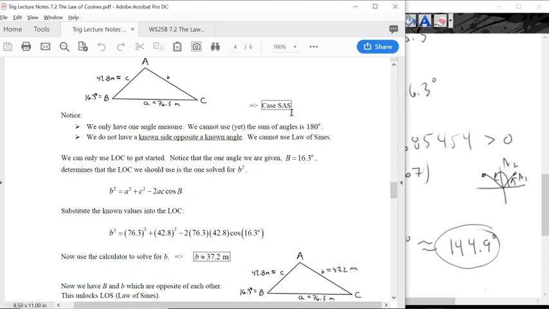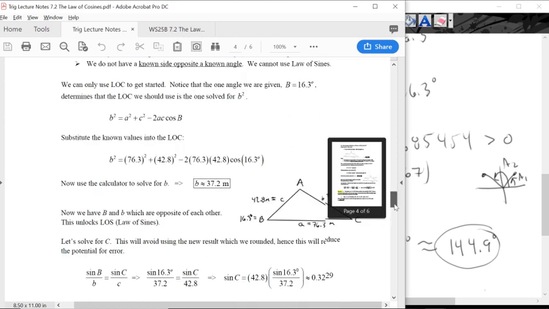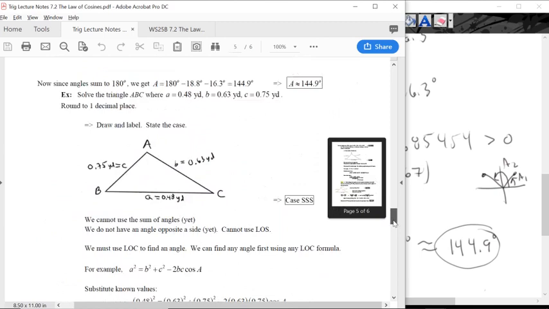Every other side angle side case you do will be similar in construction to what we did here. You'll do the law of cosines, then you can do the law of sines, and then you can use the fact that the sum of the angles is 180 degrees.